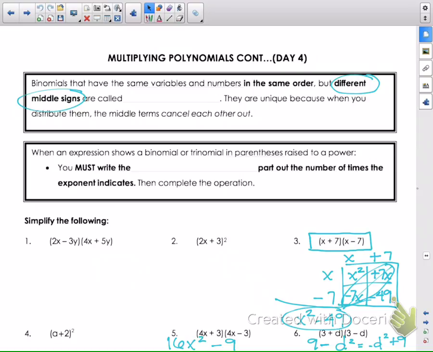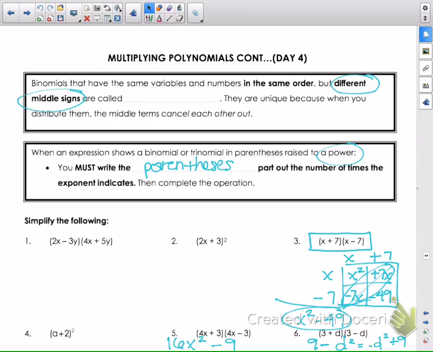Then the second box there: when an expression shows a binomial or a trinomial in parentheses raised to a power, that's raised to an exponent, you must write out the parentheses part the number of times the exponent indicates. So this is similar to when we did these with exponents a couple days ago. This is stuff like number 2 and number 4.